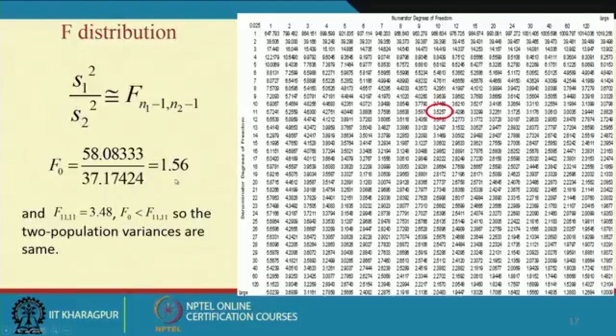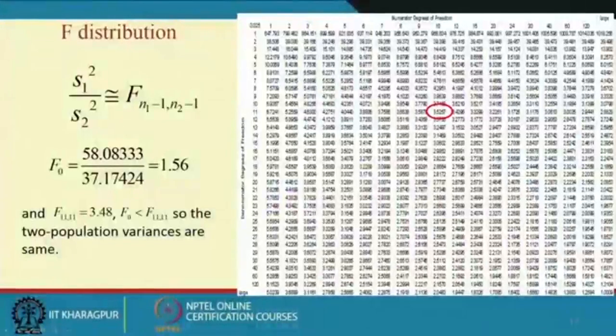It is 1.56. Now, from theory you see the theoretical value you will get from the table, and then you compare the two values. If the computed value is less than the tabulated value, you accept that the variances are not different, they are the same. Okay. Now, how to read this F distribution table?